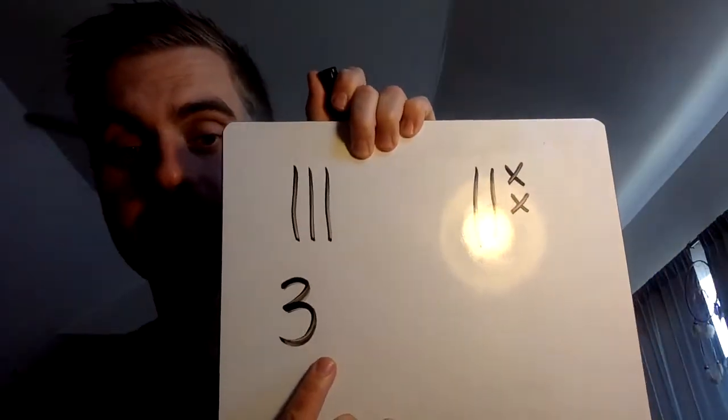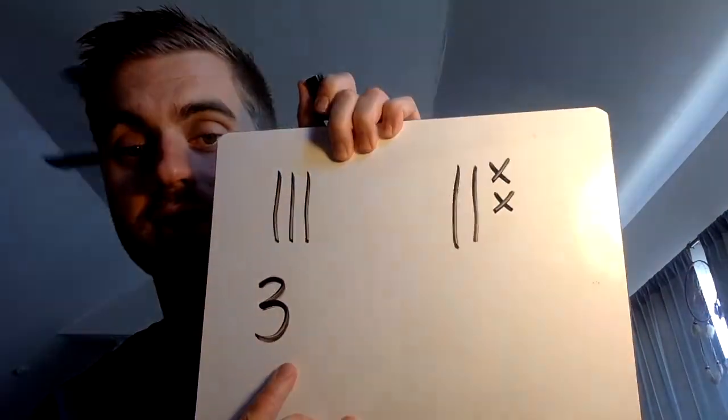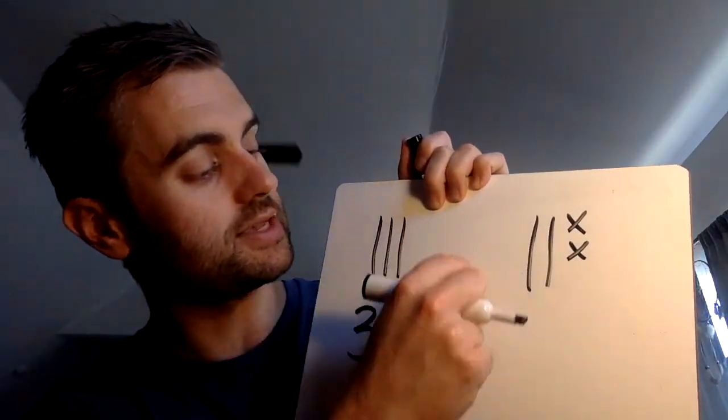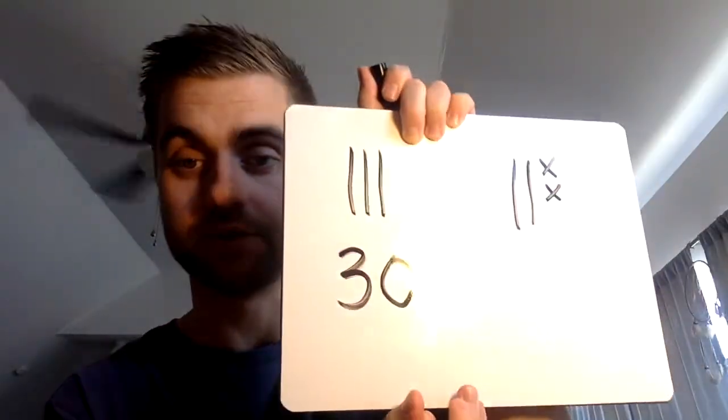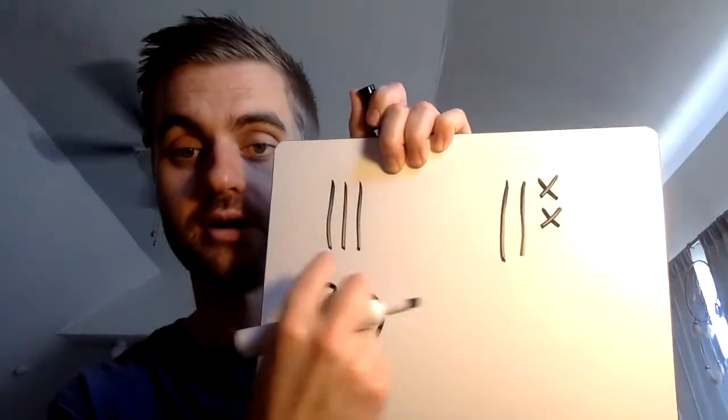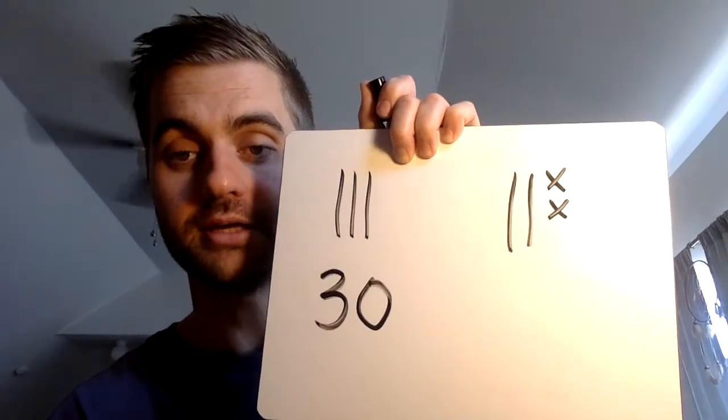And I'm going to start by counting the tens. It looks like we have 3 tens. So I'm going to write that down. So I have 3 tens in this number. Now I'm going to count the ones, but it looks like we don't have any ones. So I'm going to put 0 ones. So over here on this side we have 30.